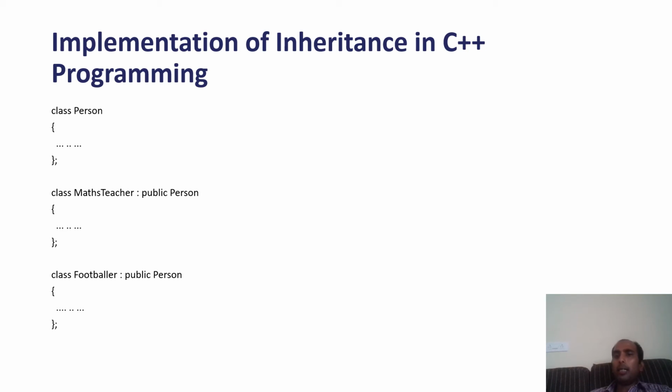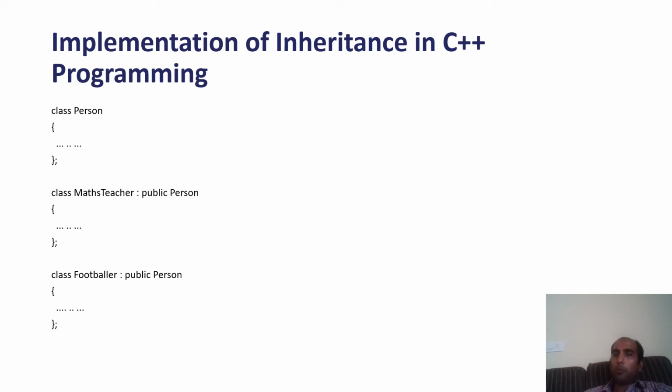Now, what is the syntax of inheritance? You are looking in the given code, there is a class person. Now there is a class math teacher. For inheriting, you need to use a colon, then private or public, and then the base class name. Now we'll explain everything, what is private, what is public, why we are writing it. So the syntax is: class, derived class name, colon, access specifier, that will be private or public, and then the base class name.